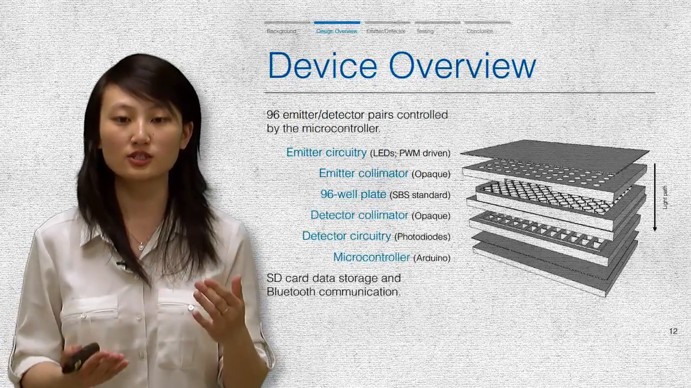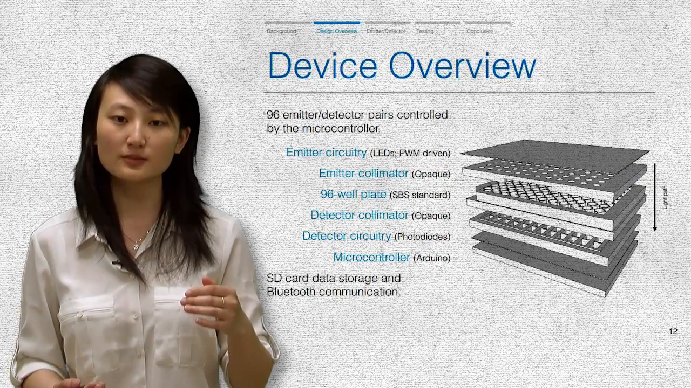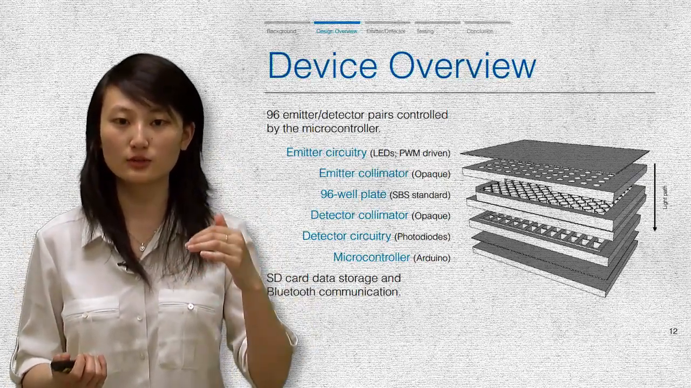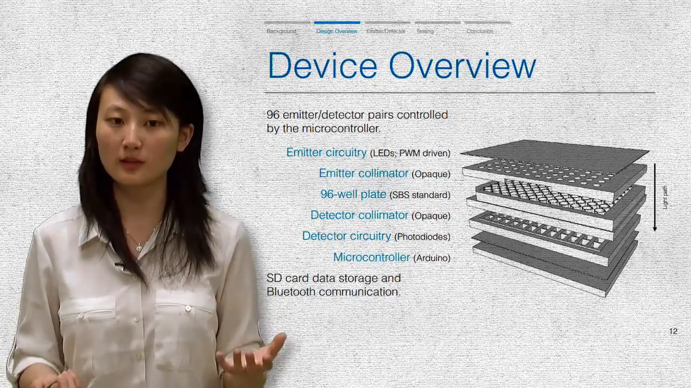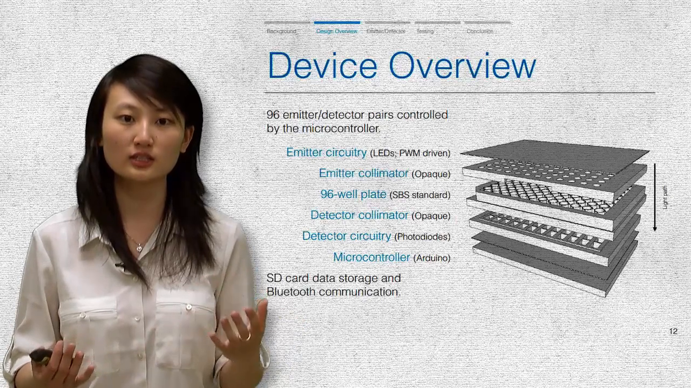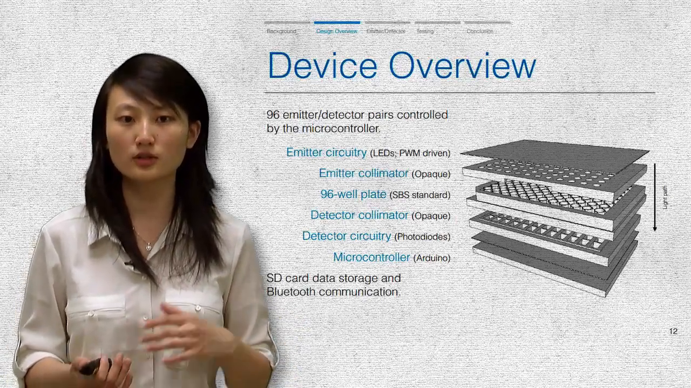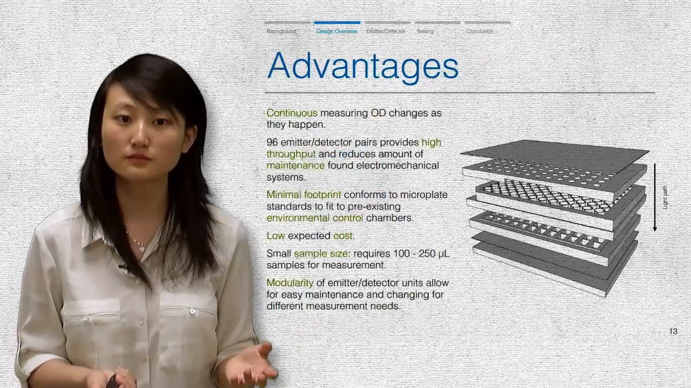And so the detector circuitry sits on the bottom of the 96-well plate such that the light path travels vertically through the sample plate towards the detector. This is all controlled by a microcontroller, and in addition, the data is stored on an SD card on board, and it is also able to communicate via Bluetooth to other wireless devices.